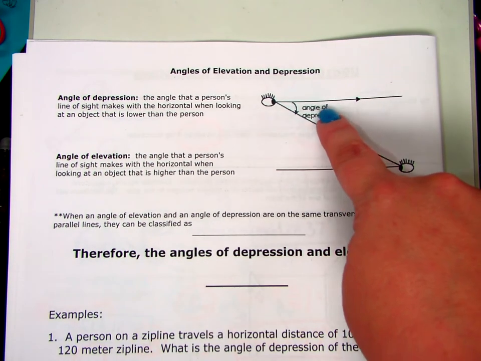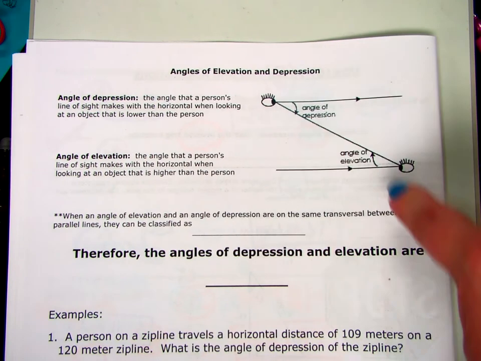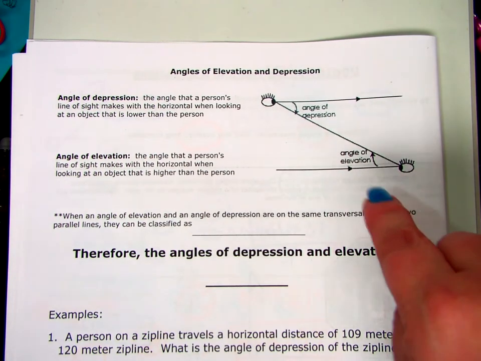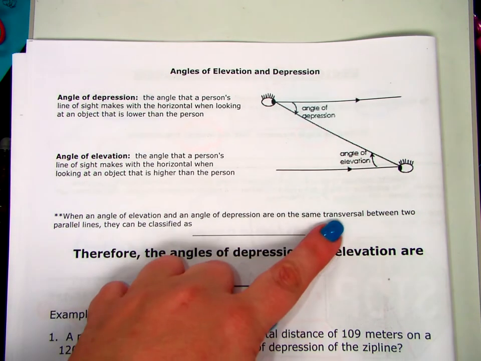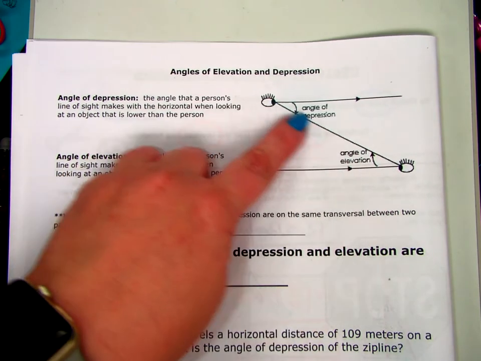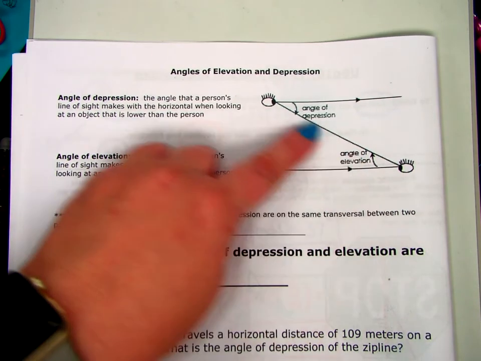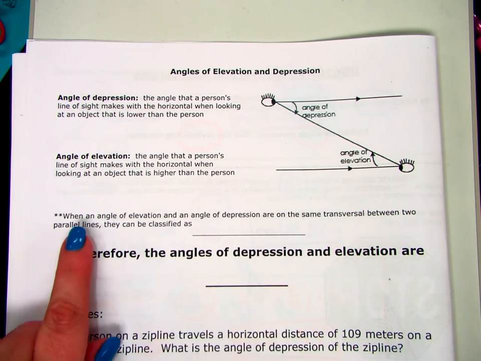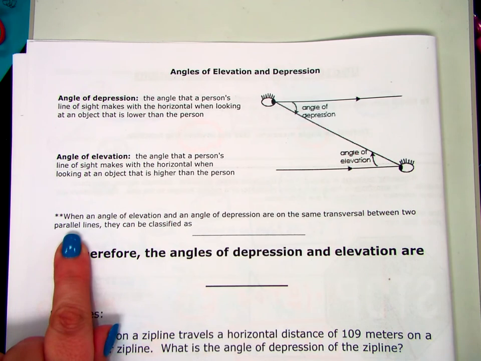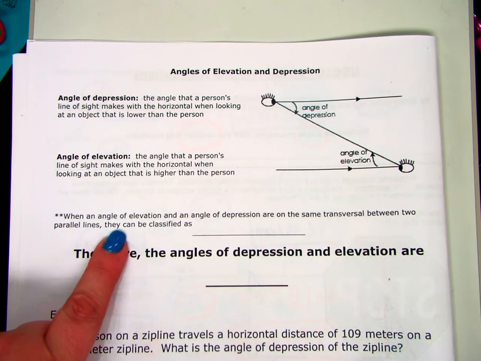It's kind of weird because depression, we usually see it up high in a picture, and elevation, we see it down low in a picture, which seems counterintuitive, but because you need to start low to look up to elevate, right? You need to start up to look down to depress. Okay? When an angle of elevation and an angle of depression are on the same transversal between two parallel lines, which they'll always be between parallel lines because they're always compared to a horizontal, they can be classified as, what type of angles are those?